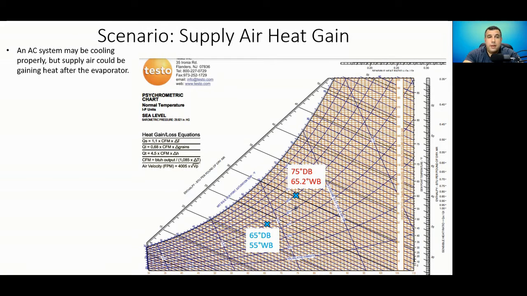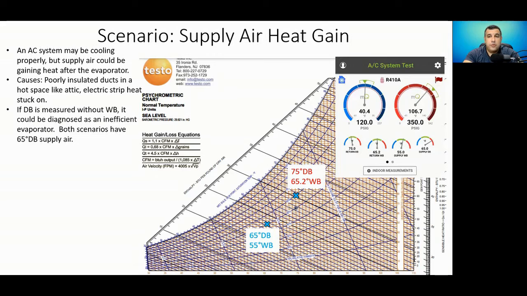So what could be happening here? Well, you could have a system that is cooling properly, but the supply air could be gaining heat after the evaporator. You're still going to have a comfort problem, but you're going to be able to tell what the difference is by looking at your supply wet bulb and dry bulb temperatures. So what could cause this? Well, you could be running poorly insulated ducts through a hot space like an attic in the middle of summertime, or you could have an electric strip heat that's stuck on. Anything that's going to cause the air after it leaves the evaporator to start picking up heat is what we call a supply air heat gain problem, and that causes service calls.